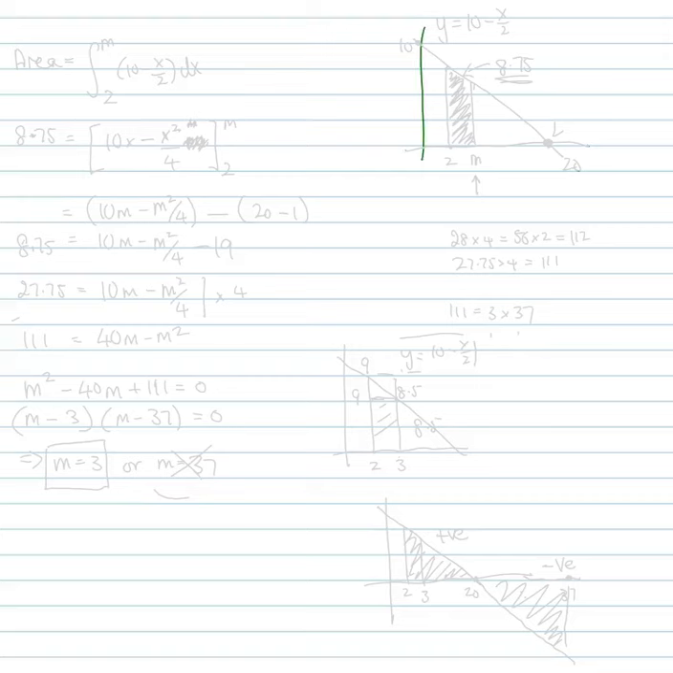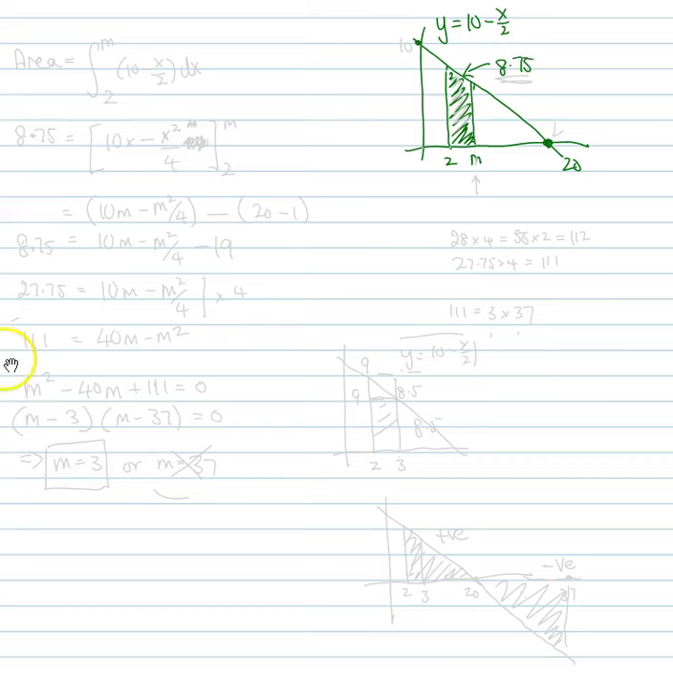Okay, so in this question we're given a graph and we're told a little bit of information about the graph. There's a line here which we're told is y equals 10 minus x over 2. It cuts this point at (20, 0). That's this point here. We're also given two x values, 2 and m, and a shaded area. And we're told that the shaded area is 8.75 square units.